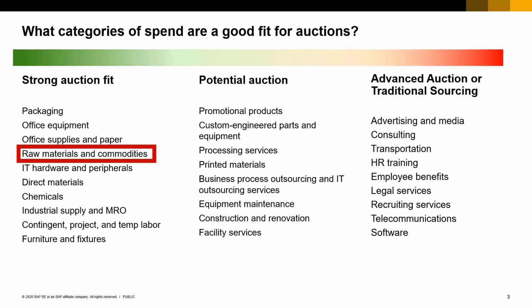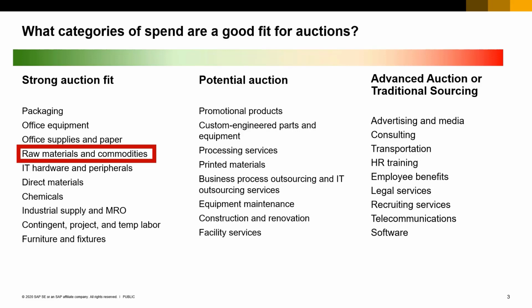Raw materials and commodities are a strong auction fit for the index-based type, as well as some service categories where an index can be defined and agreed with suppliers.